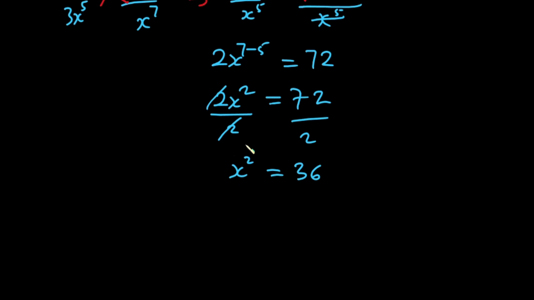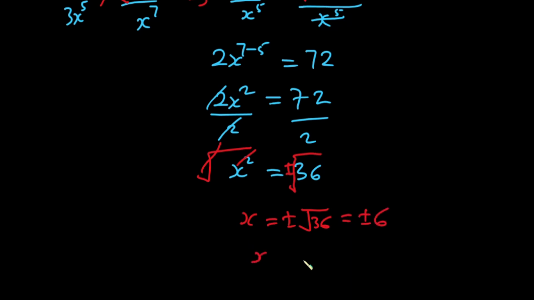So we can take square root on both sides, but don't forget that we have plus or minus over here. So that this one will cancel this. So we have x is equal to plus or minus square root of 36. And square root of 36 is equal to plus or minus 6. So we can easily say that x is equal to plus or minus 6. So guys, this is our final answer.